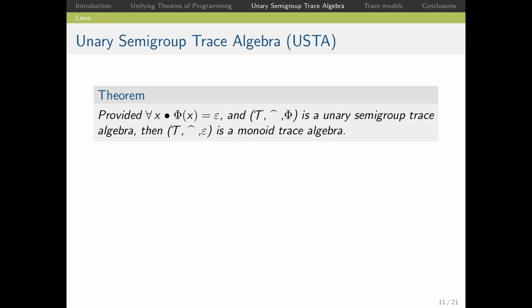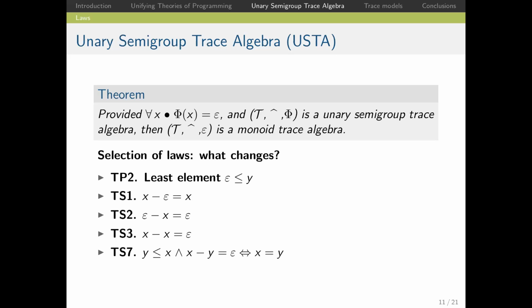Well, first of all, we have that if we fix phi to always be the value of epsilon, then we obtain exactly the same structure we had before. We still have a monoid trace algebra, which is nice. So we are at least as expressive, and that's a comforting result.